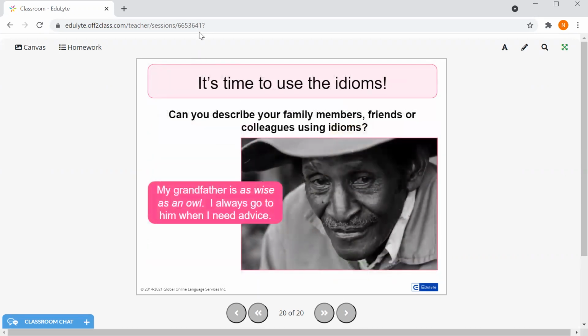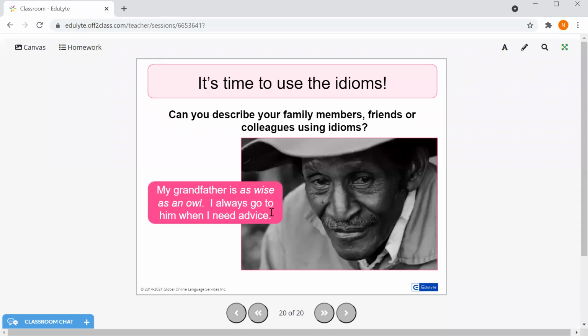Okay. Now it's time to ask a question. Can you describe your family members, friends, or colleagues using idioms? If yes, please speak on it for a few minutes. My grandfather is as wise as an owl. I always go to him when I need advice. So this is one example.